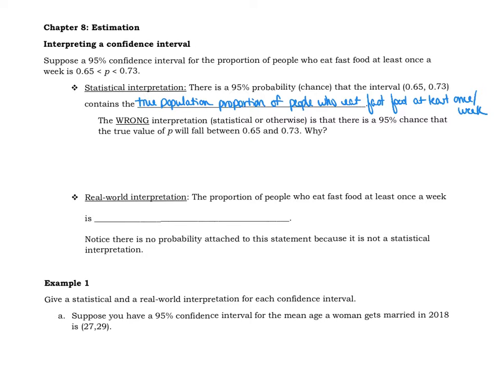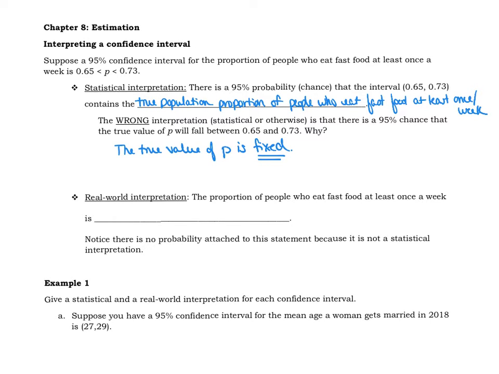Now, the wrong interpretation is that there's a 95% chance that the true value of p, the percentage of people who eat fast food at least once a week, falls between those two values, 0.65 and 0.73. That is wrong. So what you need to say is there's a chance that the interval contains it, but don't say that the true value will actually fall between there. Why? Well, that's because the true value of p is fixed.